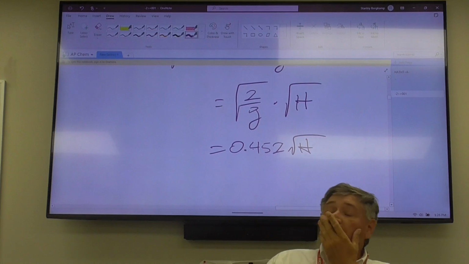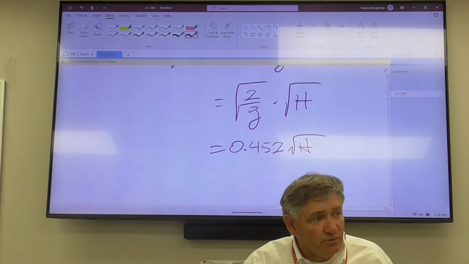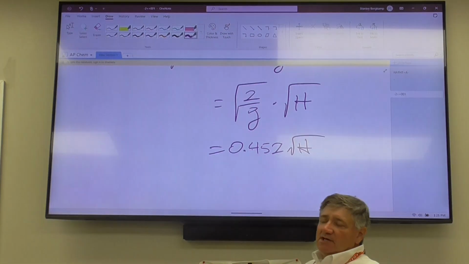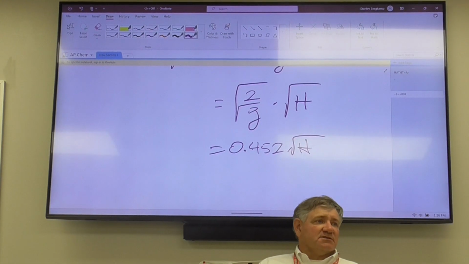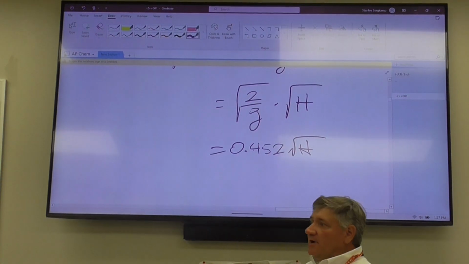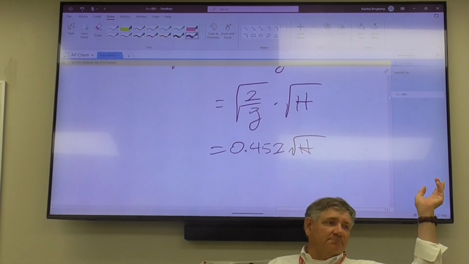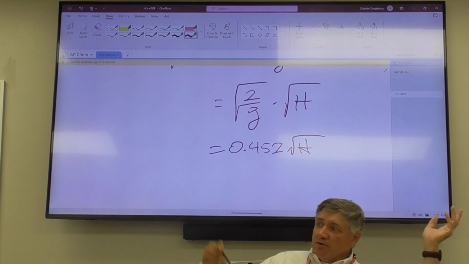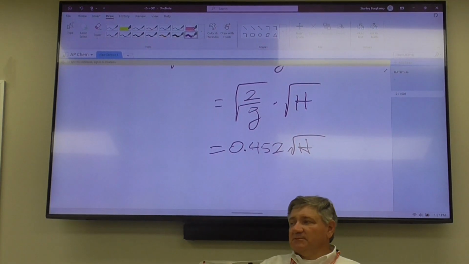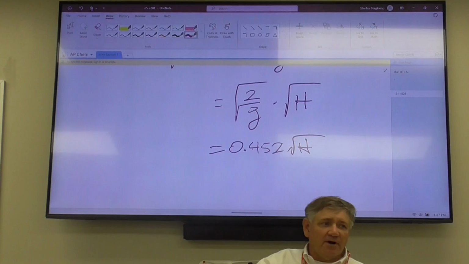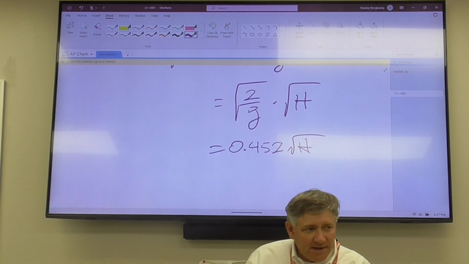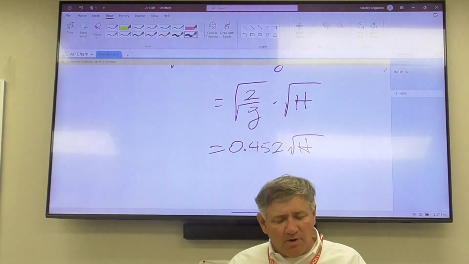Here's where this is cool. You can plug in any height, 5, 10, 1 meter, it doesn't make any difference. It's just going to be the square root of h times 0.452, and that's going to get you your time. If you're into Excel spreadsheets, this would be your Excel spreadsheet: take 0.452, plug in any value of height, and that's going to generate your time. Now, the next one.